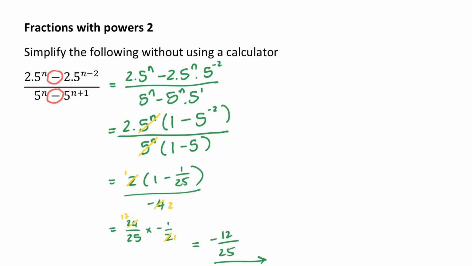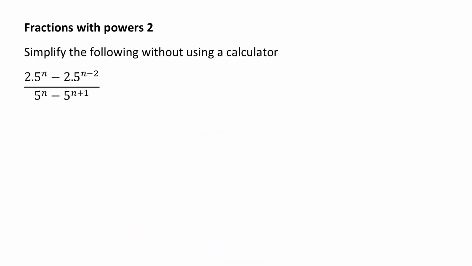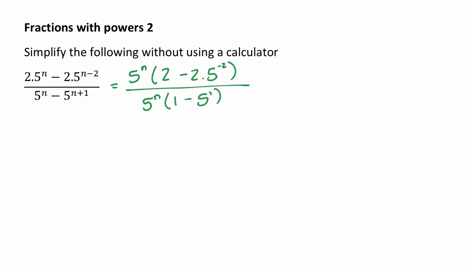So to end this video, I'd like to show you the same question, factorized in a slightly different way. What I'm going to do is only factorize with the 5 to the power of n. So I get 2 minus 2 times 5 to the power of negative 2 over 5 to the power of n, 1 minus 5 to the power of 1. Here I didn't show the step where you break everything up. So I can divide numerator and denominator by 5 to the power of n.